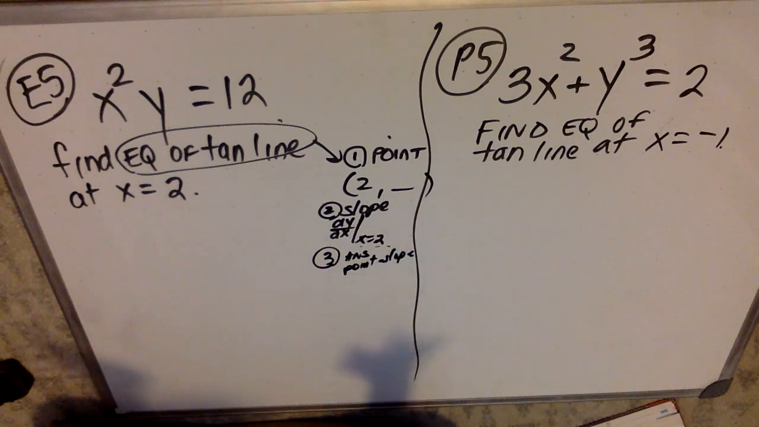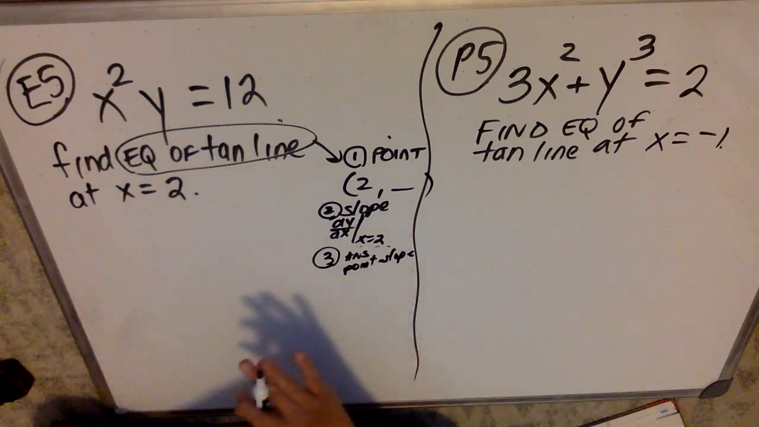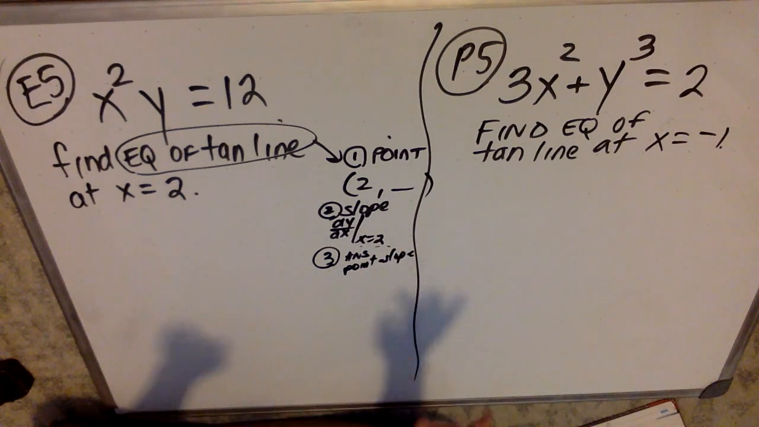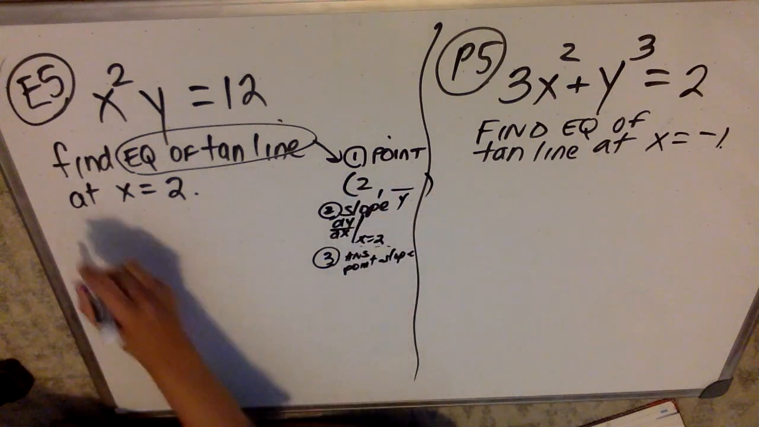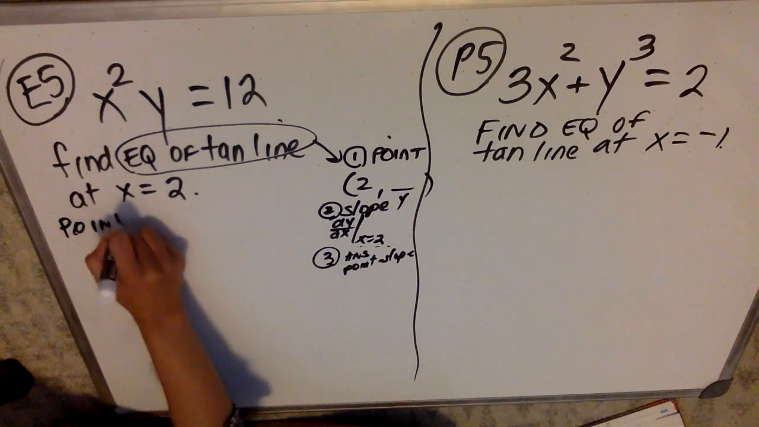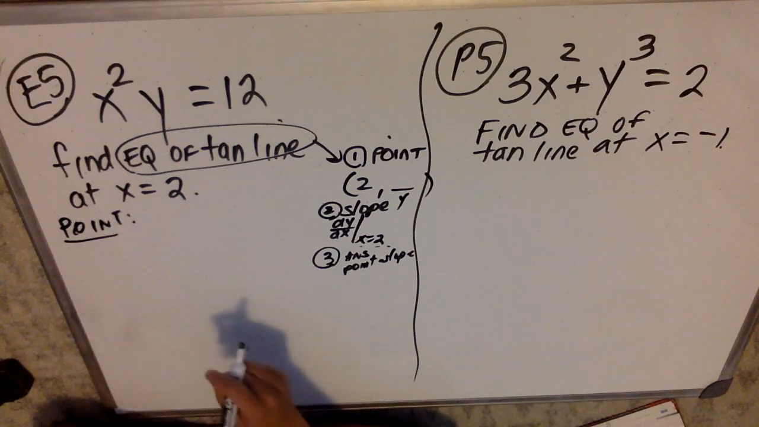So, once I know that's what I'm doing, the first thing I should do is the easiest. The easiest thing to do here is to find the y-coordinate if x is 2. So let's go ahead and find that point first. The reason I say that's the easiest is that's an algebra skill, right?